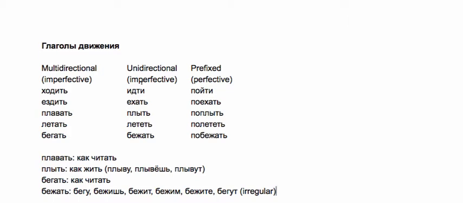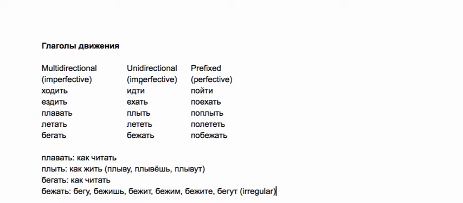And then we have three that we're maybe a little bit familiar with, but not so much. So let's take a look at those. They will follow the exact same pattern as the others. We have to swim or sail, плавать, плыть, поплыть. To fly, летать, лететь, полететь. And to run, бегать, бежать, побежать.